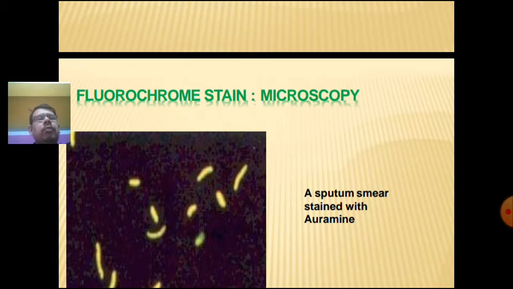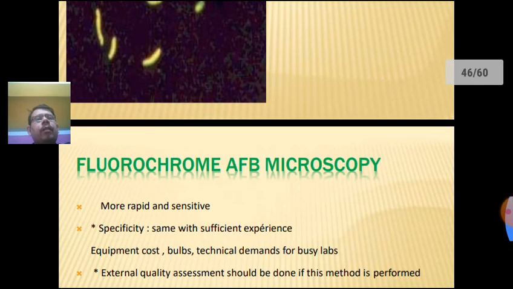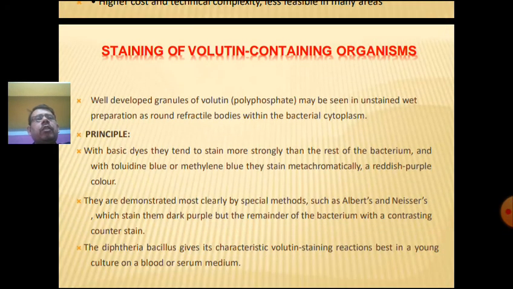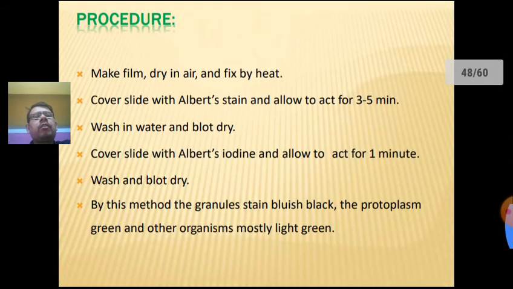These are the procedures by which you can identify organisms. In fluorescent stain microscopy, a sputum smear is stained with auramine. Volutin is another component, and it is identified by the following methods. The procedure is the same; you can read it carefully and continue.